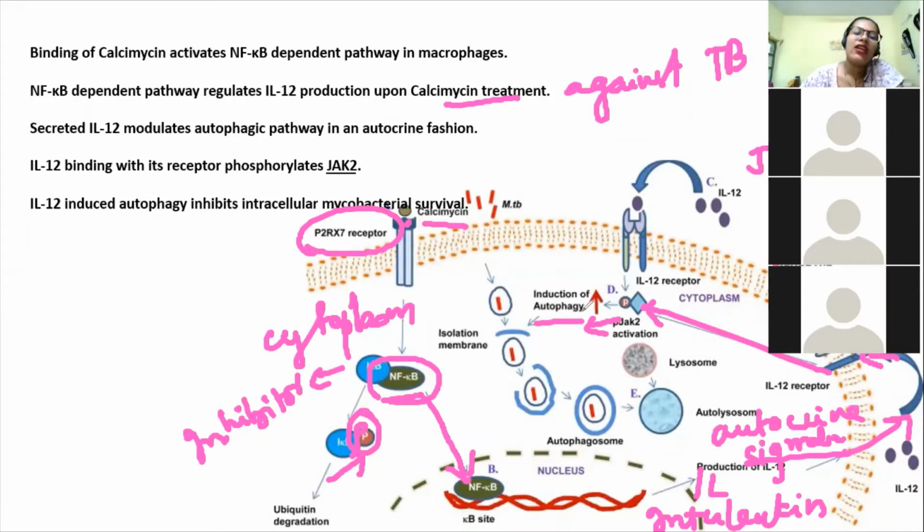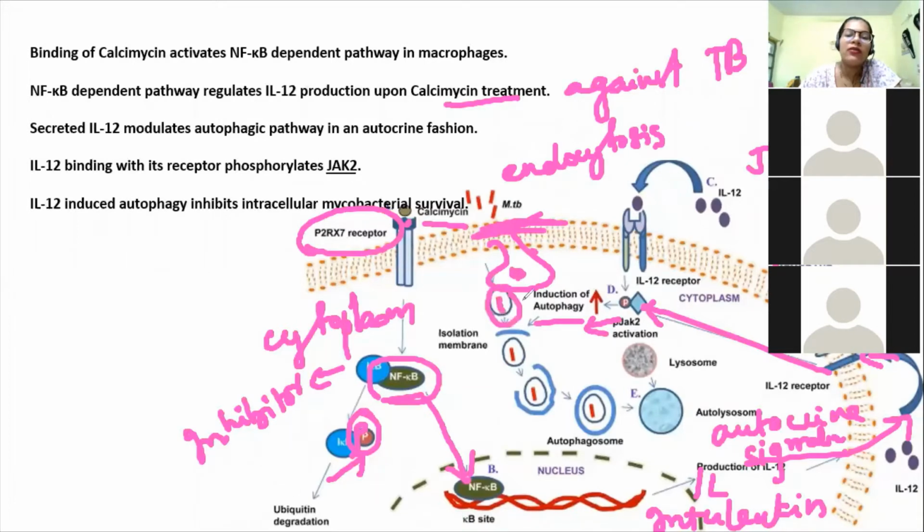Self-eating. So when tuberculosis binds to the plasma membrane of the macrophages, it is engulfed via endocytosis. Now this engulfed bacterium will be fused with the lysosome to become an autophagosome, and finally an autolysosome, where we know that the lysosome has the hydrolytic enzymes, hydrolases, which will finally kill the bacteria present inside it. Okay. So this is how your calcimycin treatment is working.